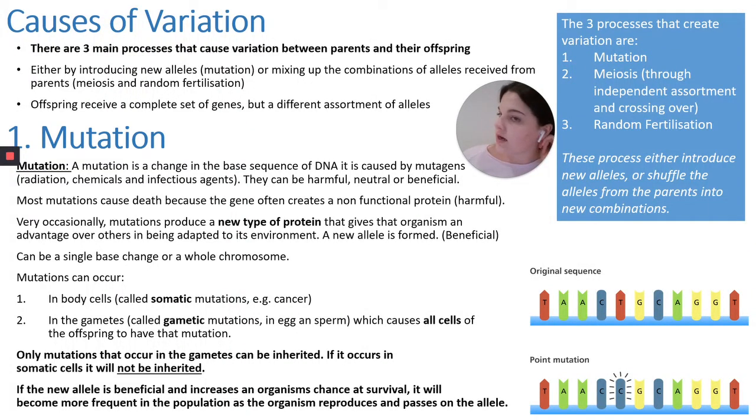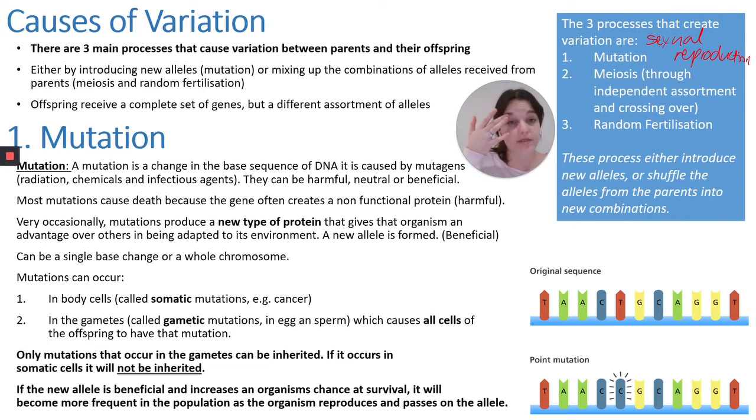So we are going to start going through the 3 causes of variation, with the first one being the easier one, mutation. But I've got in this blue box here, up on the right, there are 3 processes that create variation. And remember, when I'm talking about creating variation, these are all during sexual reproduction, because in asexual reproduction there isn't much variation.